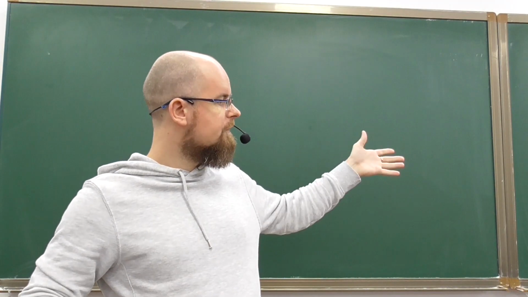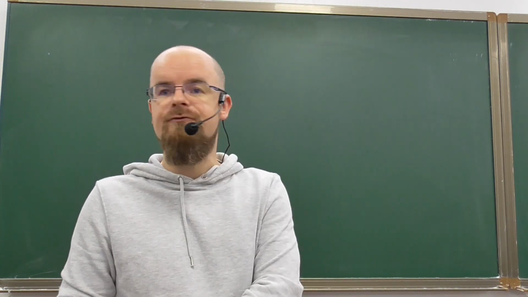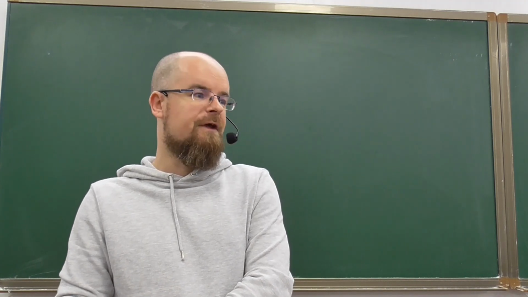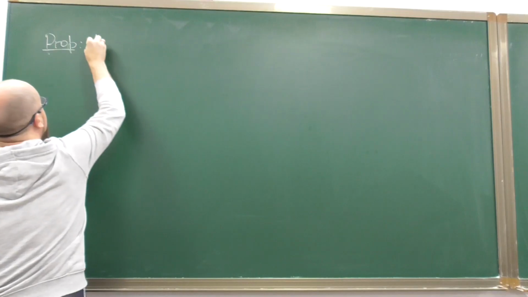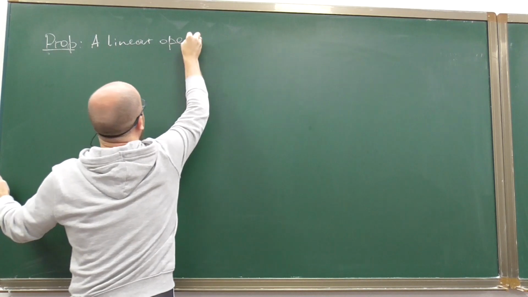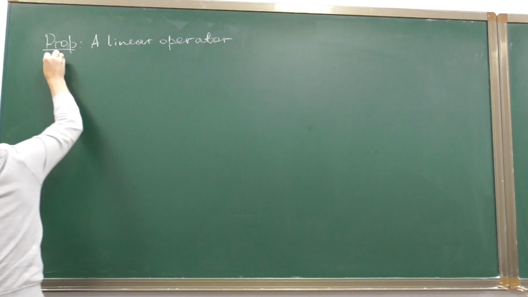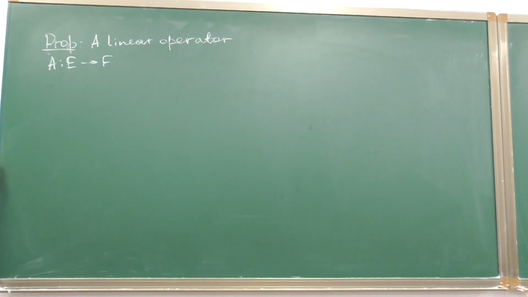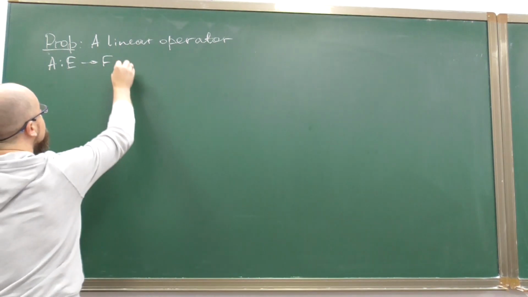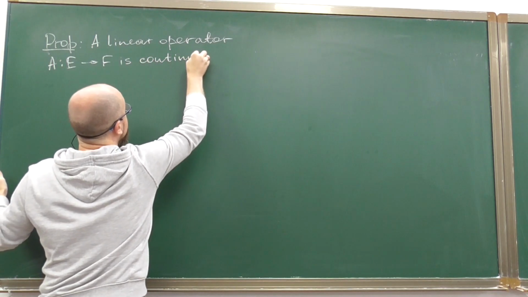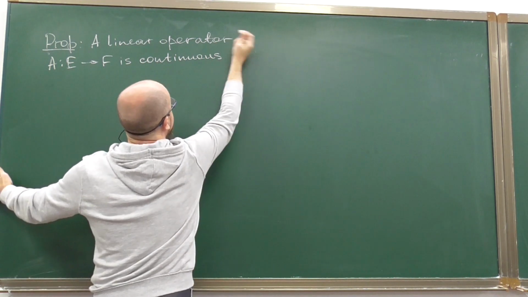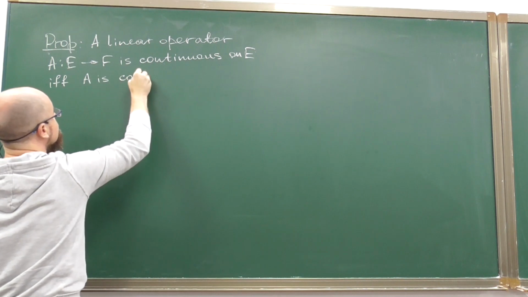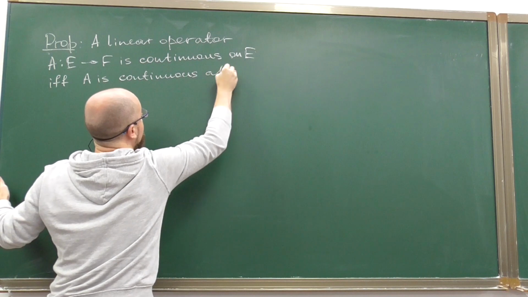Well, again, from the usual calculus, you can construct a function which is continuous at some points and discontinuous at some other points. This is not the case when we speak about linear operators. A linear operator A from E to F. E and F will be normed linear spaces throughout the lecture, or even throughout several of the lectures. A linear operator is continuous on E if and only if A is continuous at some point.